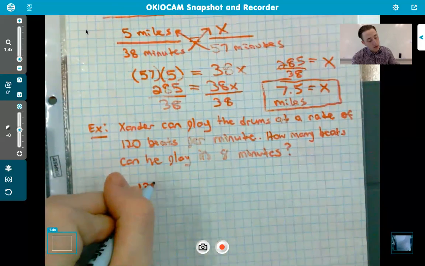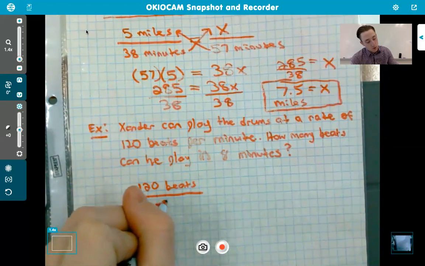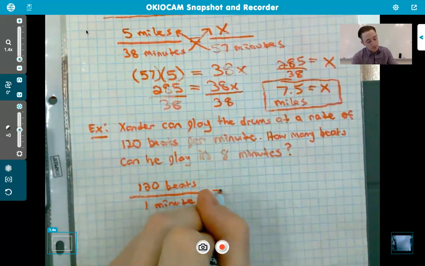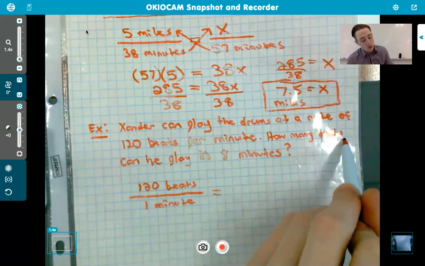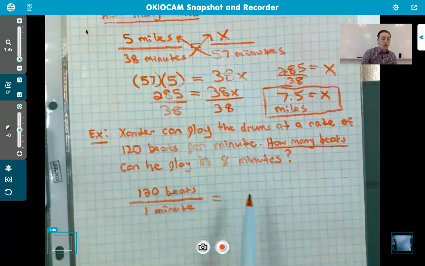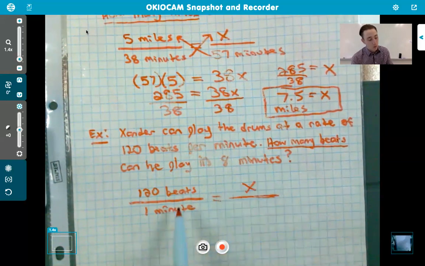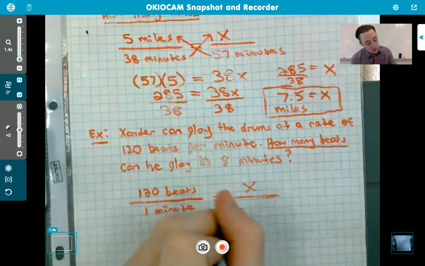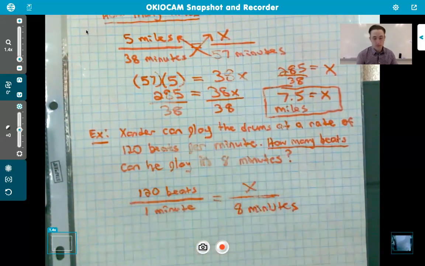So in my numerator, I'll put 120 beats. In my denominator, I'll put 1 minute. And then it's asking me how many beats can he play in 8 minutes? Let's make sure that we're aware of what they're asking us, right? How many beats? We're going to put our variable in the other fraction wherever we see the same kind of unit. So I'll put my X where the beats is here because that's what I'm trying to solve for. And in this situation, we're looking for 8 minutes. How many beats can be played in 8 minutes?